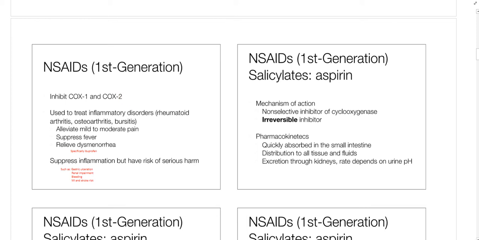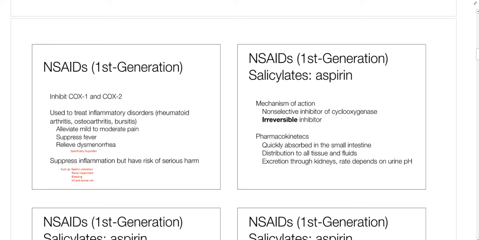So COX-1, COX-2 inhibitors are used to treat inflammatory disorders like RA, osteoarthritis, bursitis. They alleviate mild to moderate pain, suppress fever, and specifically ibuprofen is good for dysmenorrhea, so painful menses, periods. They also can suppress inflammation, but they have, as we just covered, a risk of serious harm, such as GI ulcers, renal impairment from closing off some of those renal blood vessels, bleeding risks, and causing heart attacks and strokes.